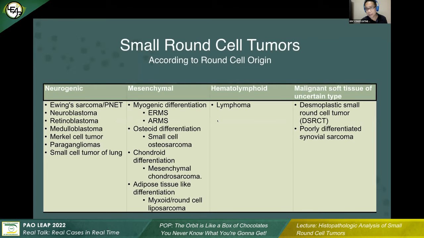And this is the classification based on their cell origin. They can be neurogenic, from the mesenchyme, they can be hematolymphoid, and they can be from malignant soft tissues like your desmoplastic small round cell tumor or poorly differentiated synovial sarcoma. I'd like to mention that this list also involves examples from distant sites, but they all can metastasize to the orbit. That's why I included them in this table.